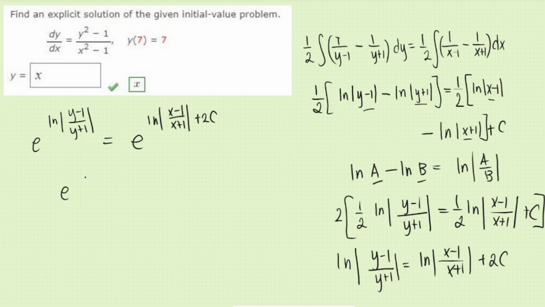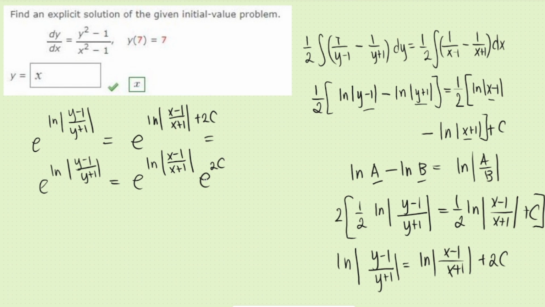But according to the rule of exponents, e to the a plus b is just equal to e to the a times e to the b. Okay, so we can actually make this. Let's go delete this. You remember that one? It's just e to the ln of (y minus 1) all over (y plus 1) is equal to e to the ln of (x minus 1) all over (x plus 1) times e to the 2c.